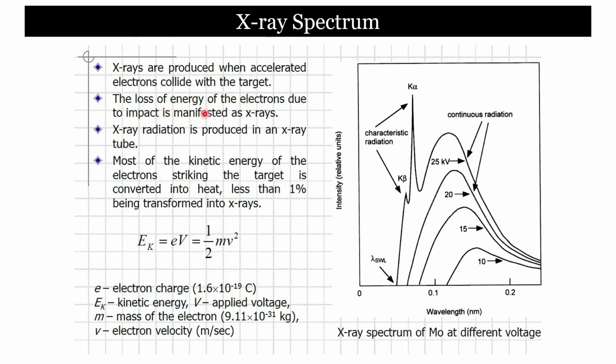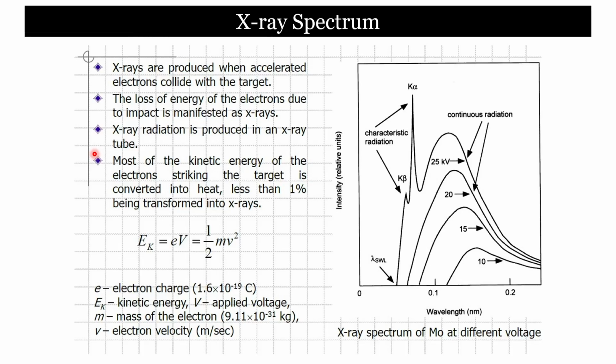The loss of energy of the electrons due to the impact is manifested as X-rays. When you increase the voltage of the electrons used to generate the X-rays, you can have different intensities of the emitted X-rays. These X-ray radiations are produced in an X-ray tube only.